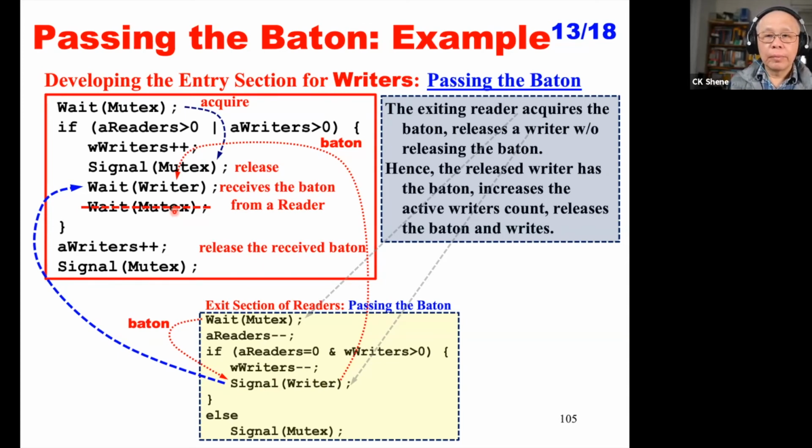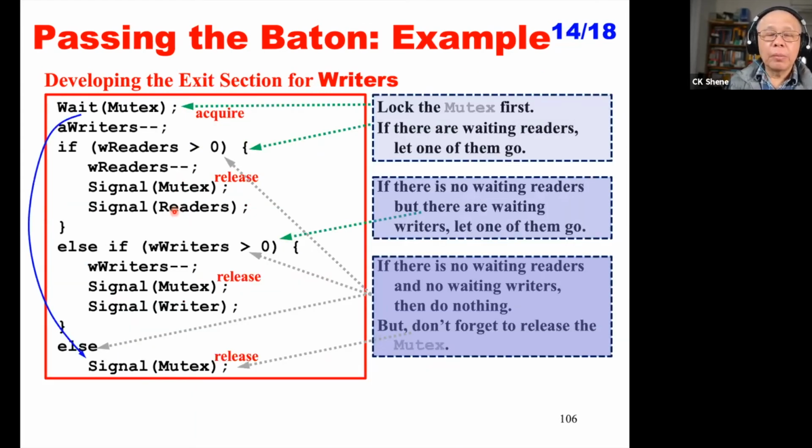Otherwise, please pause. Now, finally, let's develop the exit section for the writer. It's more complex because of the additional two conditions discussed on the first slide of this lecture. So upon exit, a writer acquires the mutex, and because this writer finishes writing, subtract one from the active writers. Now, after doing that, if there are waiting readers, allow one to go. And if there are no waiting readers, and if there are waiting writers, allow the waiting writer to go. If there are no waiting readers and no waiting writers, this exiting writer simply releases the mutex.